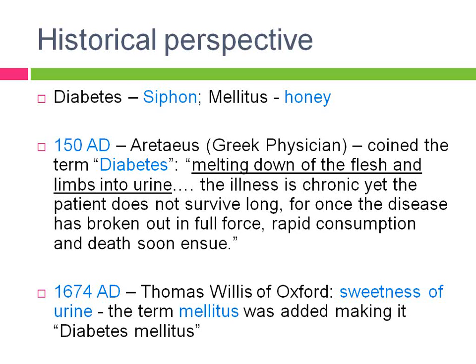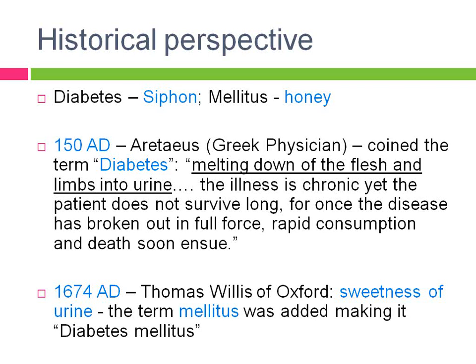What he noticed was that when people develop this disease, they just thin down like anything. He did not know this was due to high blood sugar. He described this as melting down of the flesh and limbs into the urine. The illness is chronic, but the patient does not survive long, for once the disease has broken out in full force, rapid consumption and death soon ensue. So that summarizes it all.